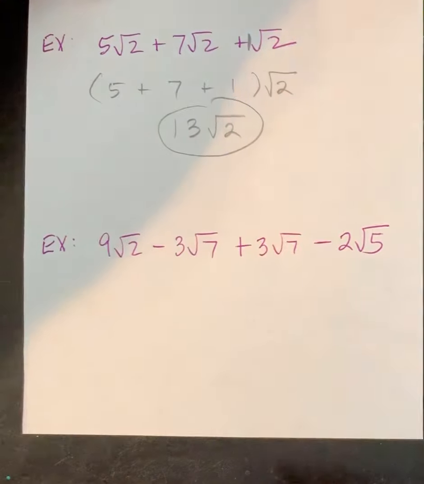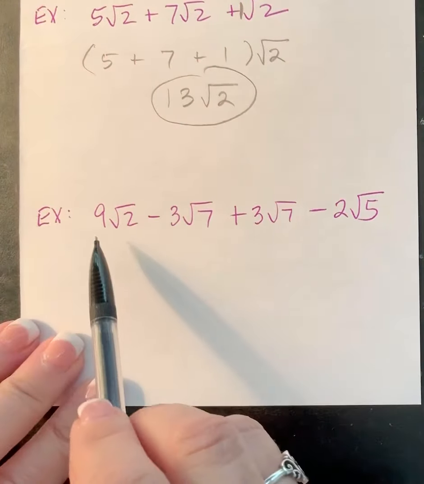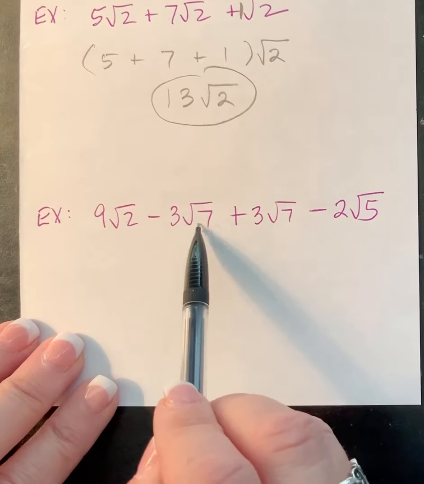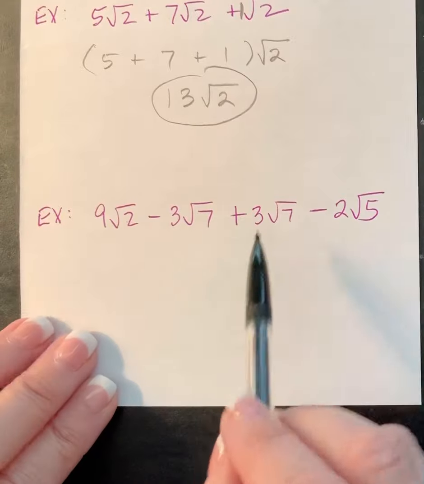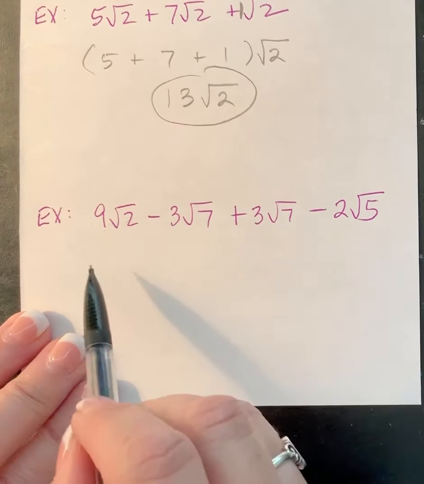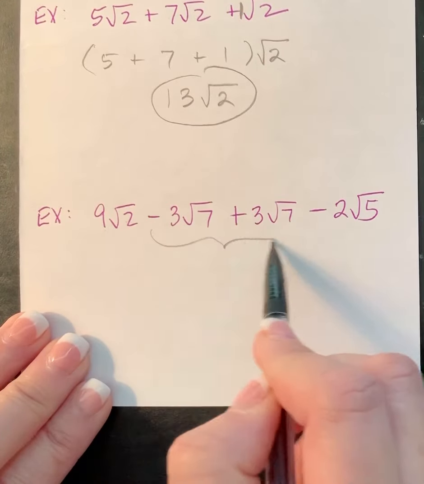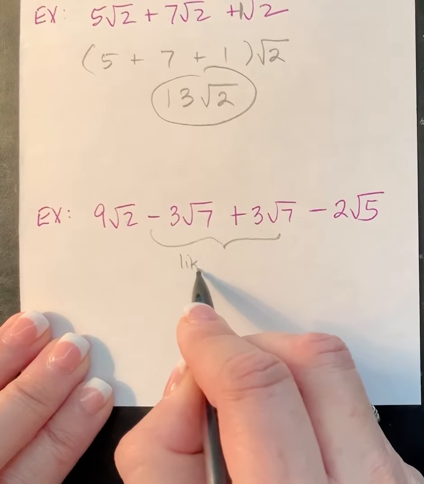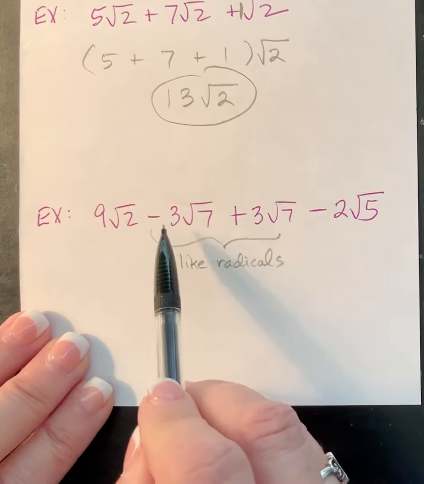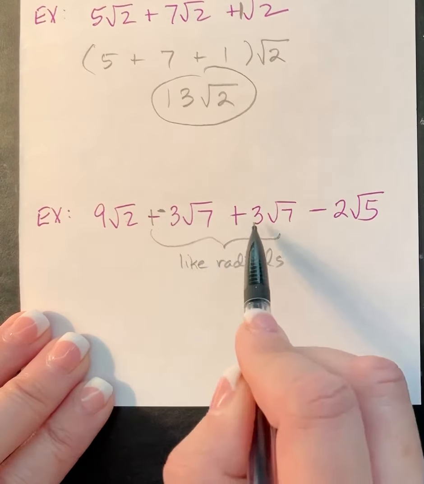All right, now here's one that's got some unlike radicals in it. We've got 9 square root of 2 minus 3 square root of 7. Okay, so these are not like radicals because one has a 2 and the other has a 7. Plus 3 square root of 7 minus 2 square root of 5. All right, so what we're going to do is combine the like radicals together right here. These are like radicals. All right, now you can do this in your head. This has a coefficient basically of -3, and this one's +3.